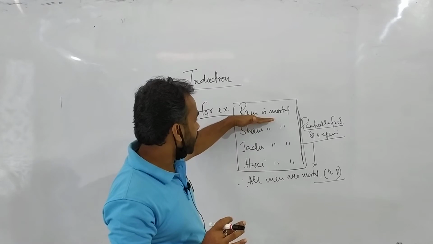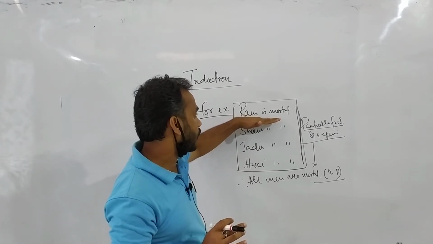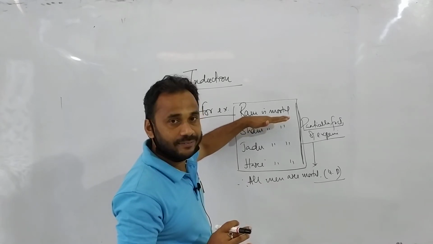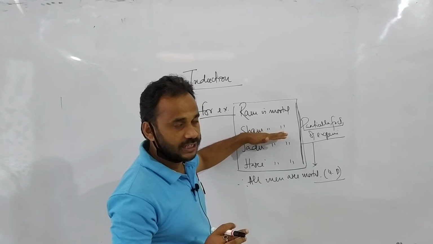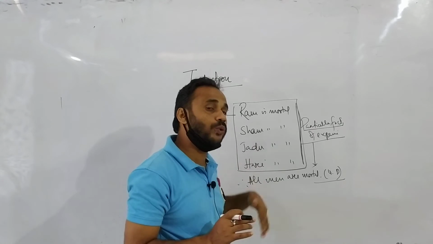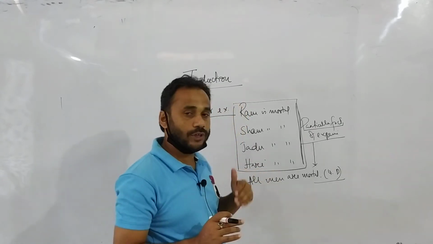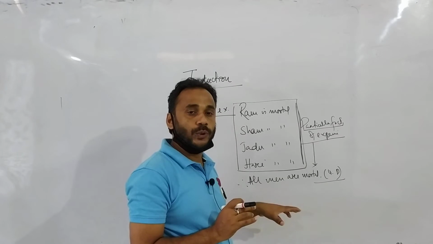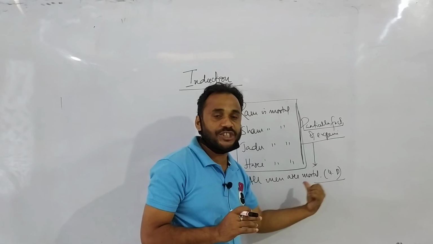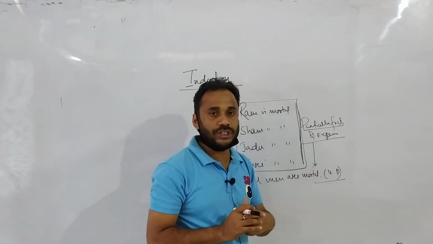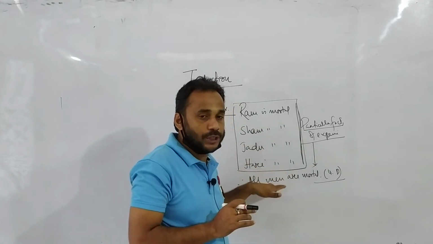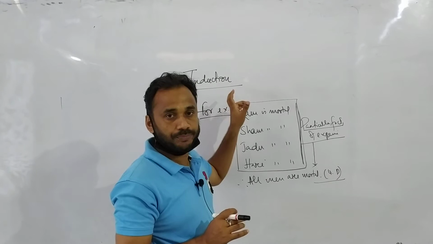On the basis of our experience, we have already experienced that Ram is mortal because Ram is a man, Sham is mortal because Sham is a man, Jadu is mortal because Jadu is a man, and Hari is mortal because Hari is a man. Therefore, on the basis of these particular facts of experience, we can conclude that all men are mortal. This is the general or universal proposition. This inferring process is called induction.